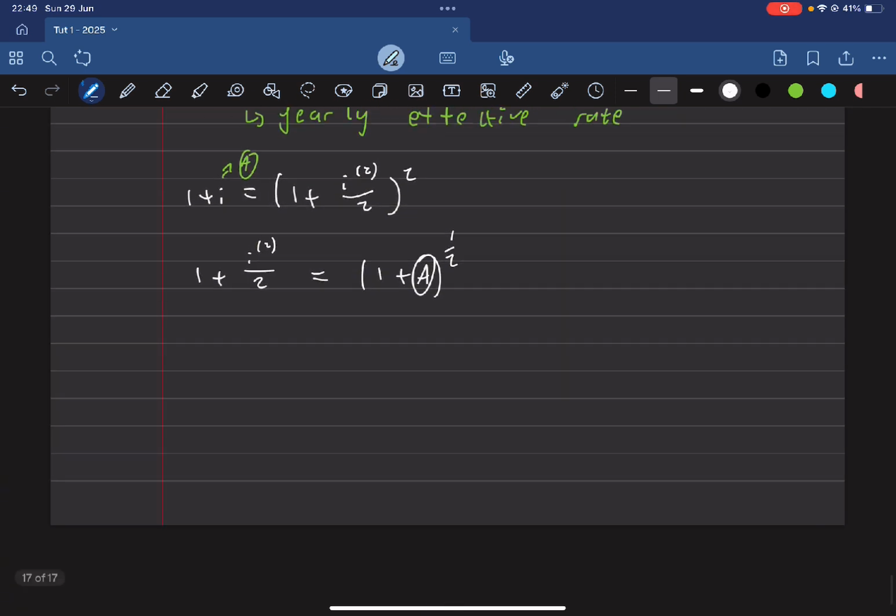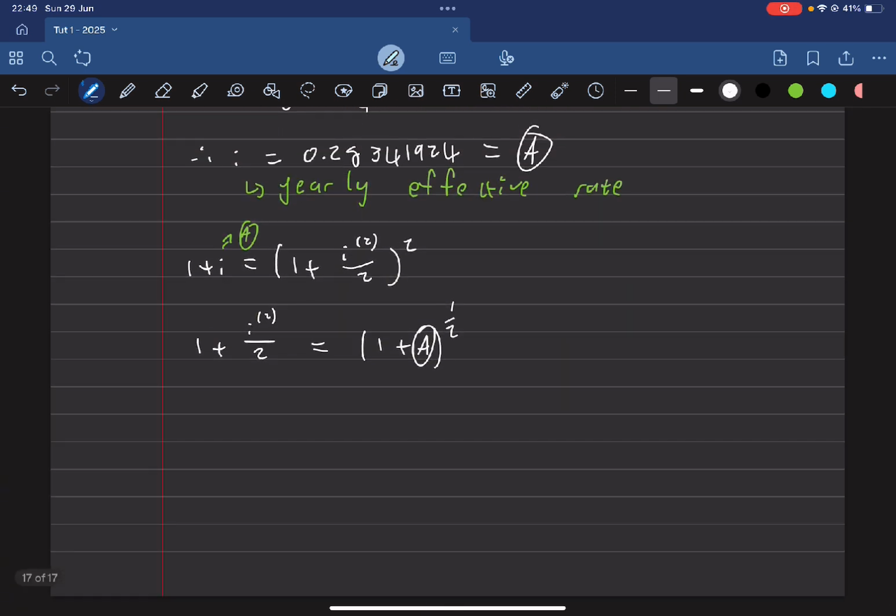Then if we subtract 1 from both sides and multiply by 2, we get I2 is equal to 2 multiplied by 1 plus A to the half minus 1. And that should give you 2.81% if you subbed everything in correctly and you saved everything in your calculator. Cool, and that's how you do question 4.